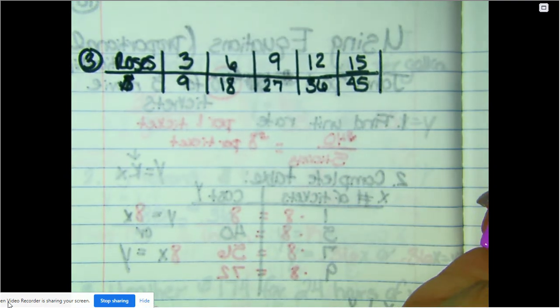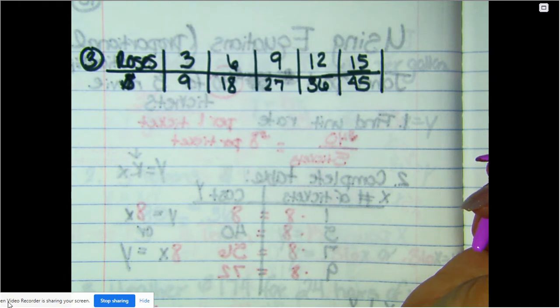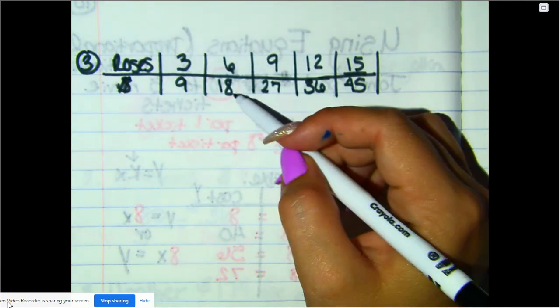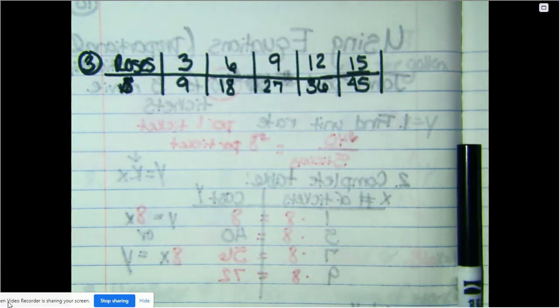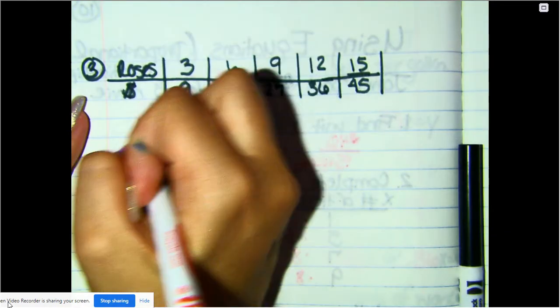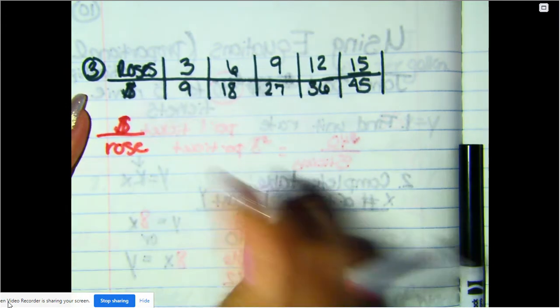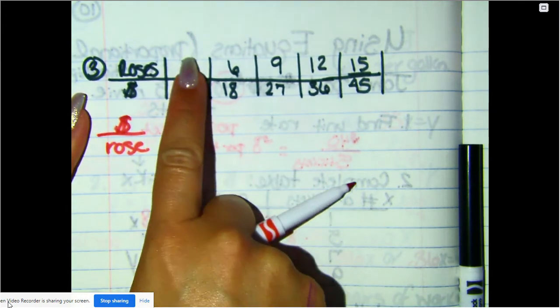Okay, so with that information, we need to figure out first our unit rate. Okay, so how much is a cost per one rose? So when the table is expressed in this direction, think about just your common unit rates. In this case, it's going to be cost per rose, which means we're taking the bottom number divided by the top.